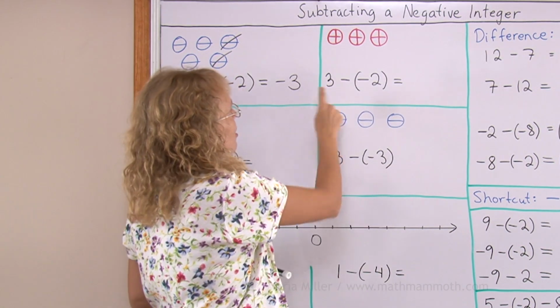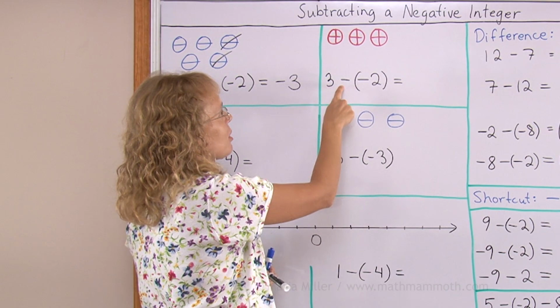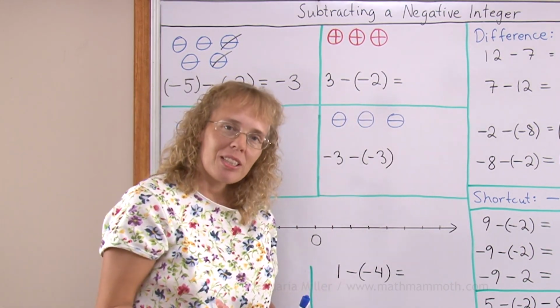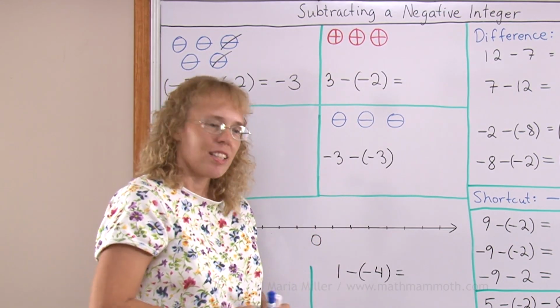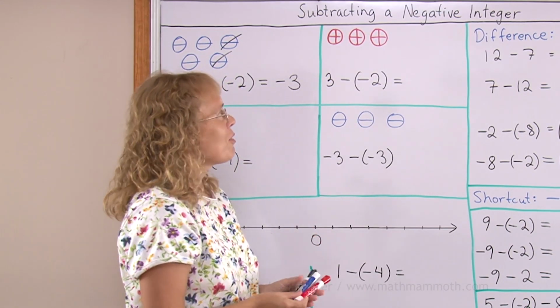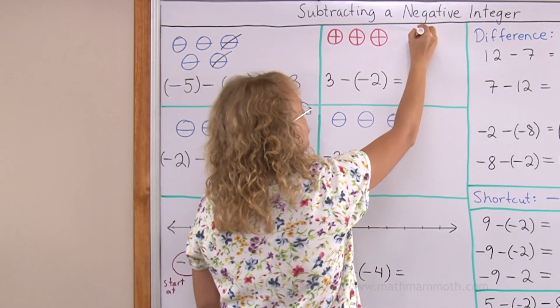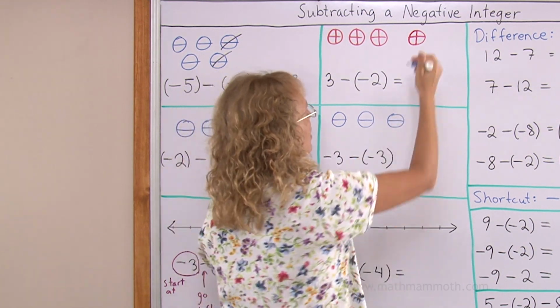Now here is a totally different situation. We have 3 positive counters to start with. We're supposed to take away 2 negative counters. But you can't take away 2 negative counters when there aren't any, right? But there's a little trick I can use. And that is that I will first add 0 to it. I will add a pair of a positive and negative.